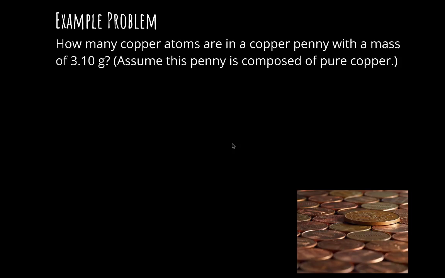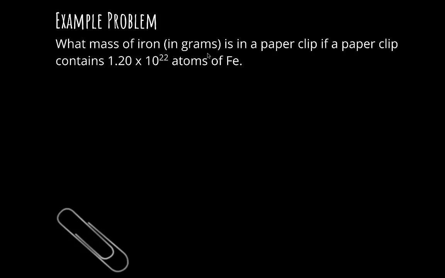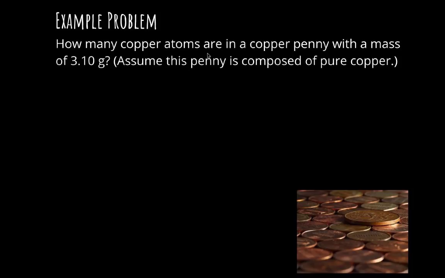Okay, the next one we're going to look at is how many copper atoms are in a copper penny with a mass of 3.10 grams, and assume it's composed of pure copper. So again, we can go from atoms to moles to grams. So in this case, we're given grams and we want to go to atoms. So we have to go the opposite way.